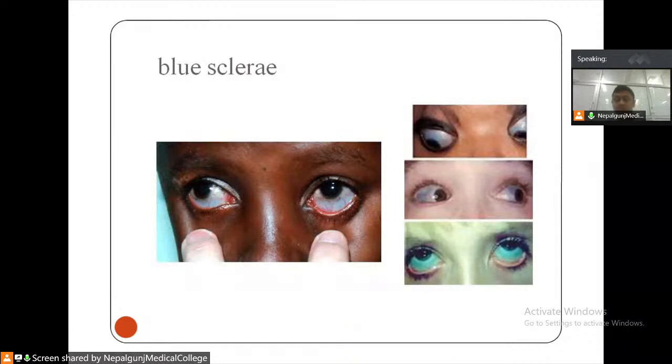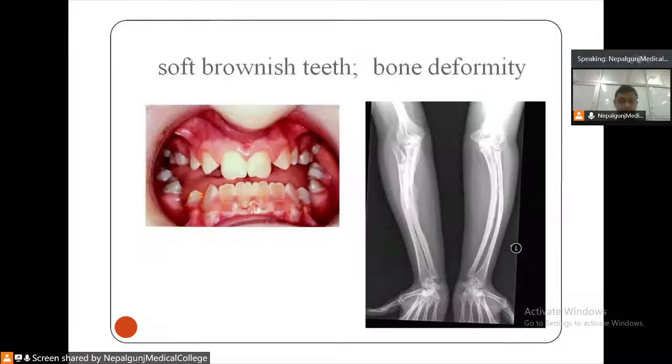Coming to the sclera part, usually they have a blue sclera. There's a blue tint over the sclera. The other feature is soft brownish teeth, or you can see dentinogenesis imperfecta. The development of the tooth is affected, and usually you can see tooth malformations.